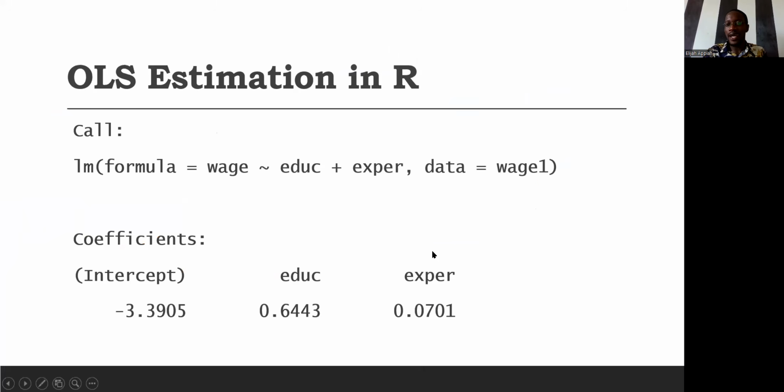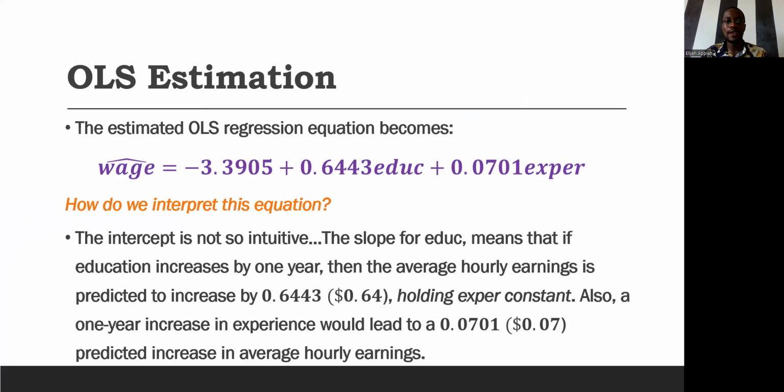So this is the result that we had. We have the intercept, the slope coefficient for education, and the slope coefficient for experience. The regression equation now becomes: wage hat equals negative 3.3905 intercept plus the coefficient of education plus the coefficient of experience. Like we said, the intercept is not so intuitive, so we normally avoid interpreting the intercept anyway.